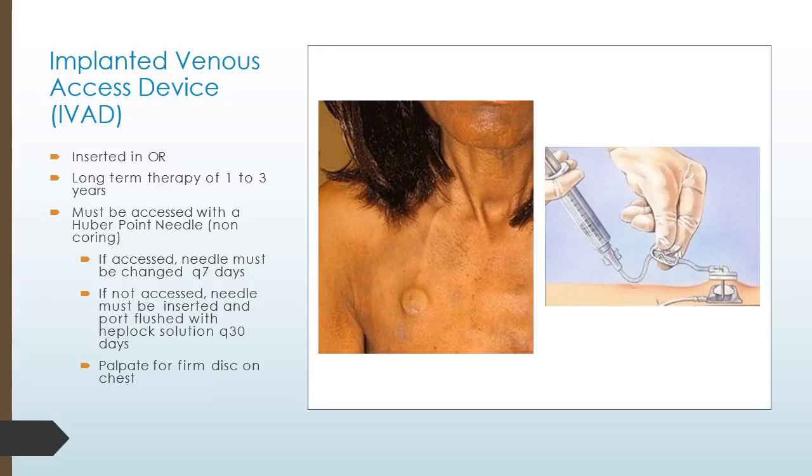And last, but certainly not least, is an implanted venous access device, or IVAD. These are inserted in the OR for long-term therapy up to 3 years, and they must be accessed with a special needle. It's called a Huber point needle. It's a non-coring needle.